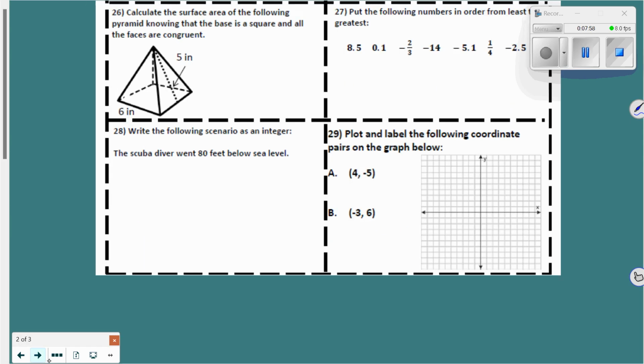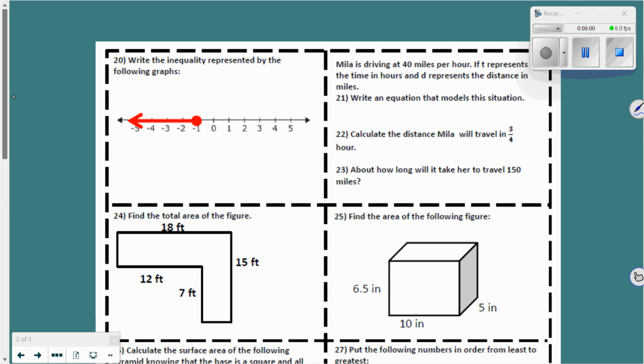Okay, your second page. Write the inequality represented by the following graphs. They've only given you one. One key is a closed dot. That means my x is less than or equal to -1 because it's going to the left. The next one, I saw a lot of people struggling on this one, so let's go through it real quick.